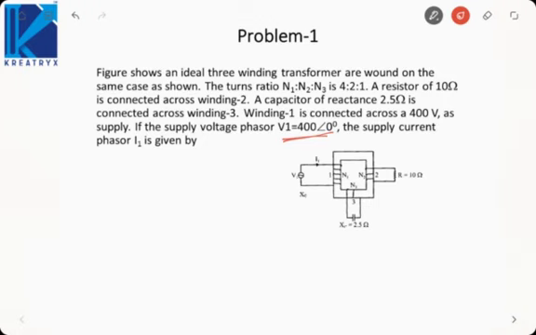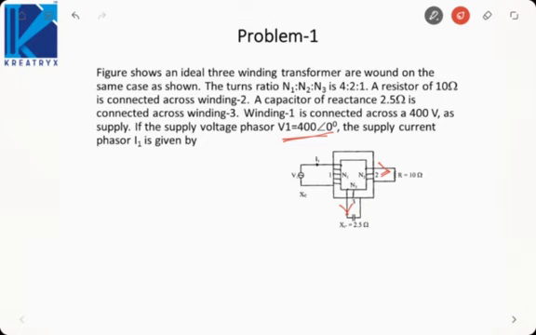There can be several methods to solve this problem. Either you can find the current in both these loads and then transform these currents to the primary. That you can do. Or, if you want a shorter solution, then you must transform these impedances to primary and then calculate the current.